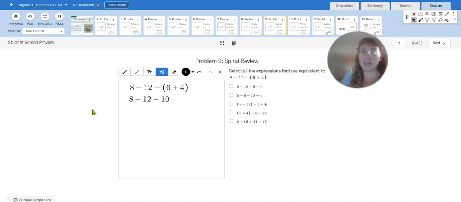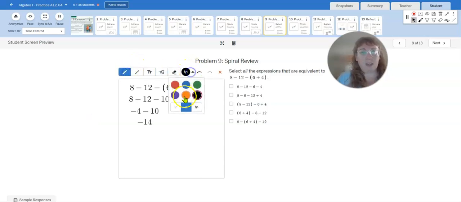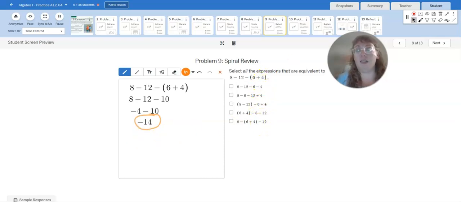Then exponents, no exponents here. Multiplication or division, none. So now we do addition and subtraction and we move left to right. So first we want to do 8 minus 12, which is negative 4. Negative 4 minus 10 is negative 14. So this is what we have for our first equation. So it's wondering which of these options also gives us negative 14. There are 2 options. So I want you to try and work through this and find those 2 options that also give us negative 14.